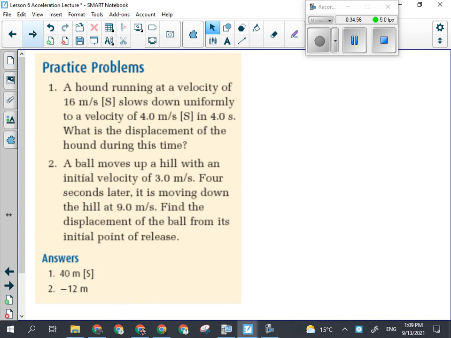Okay. I want you guys to try these two. They involve that formula. For the second one, direction matters, because you've got an up the hill and down the hill in that one.